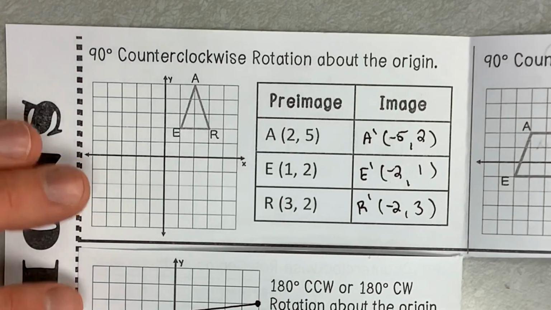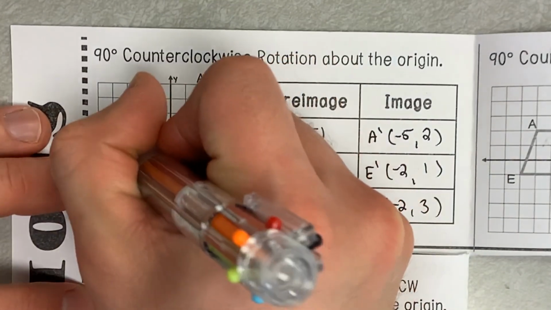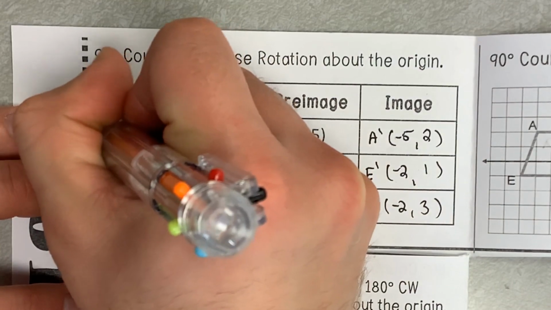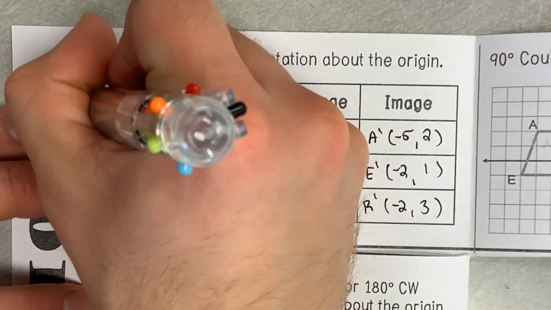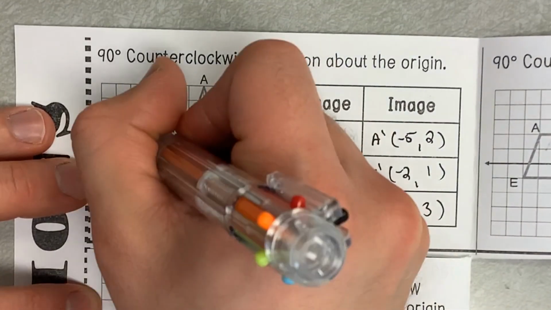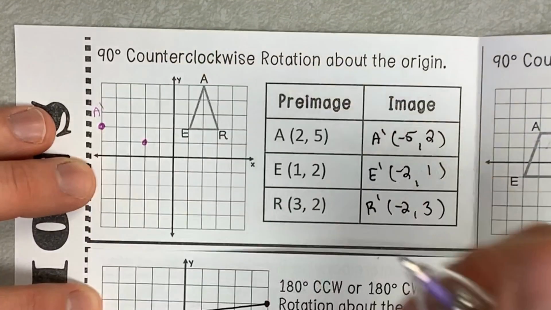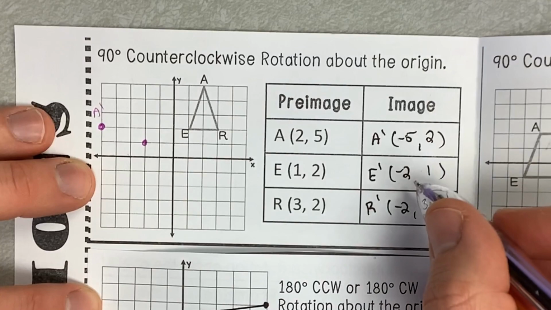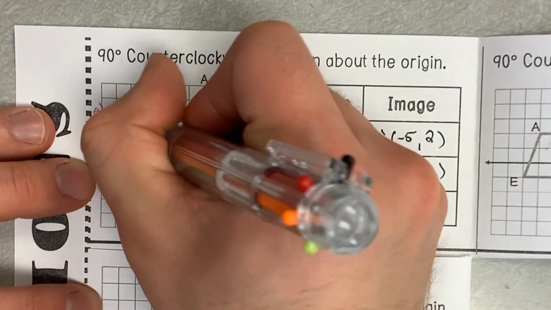So let's do it. Negative 5, 2. Well, 1, 2, 3, 4, 5. 1, 2. And that was A prime. I got to graph negative 2, 1. 1, 2, 1. That would be, if I'm not mistaken, I'm sorry. Yeah, negative 2, 1. That's E prime.